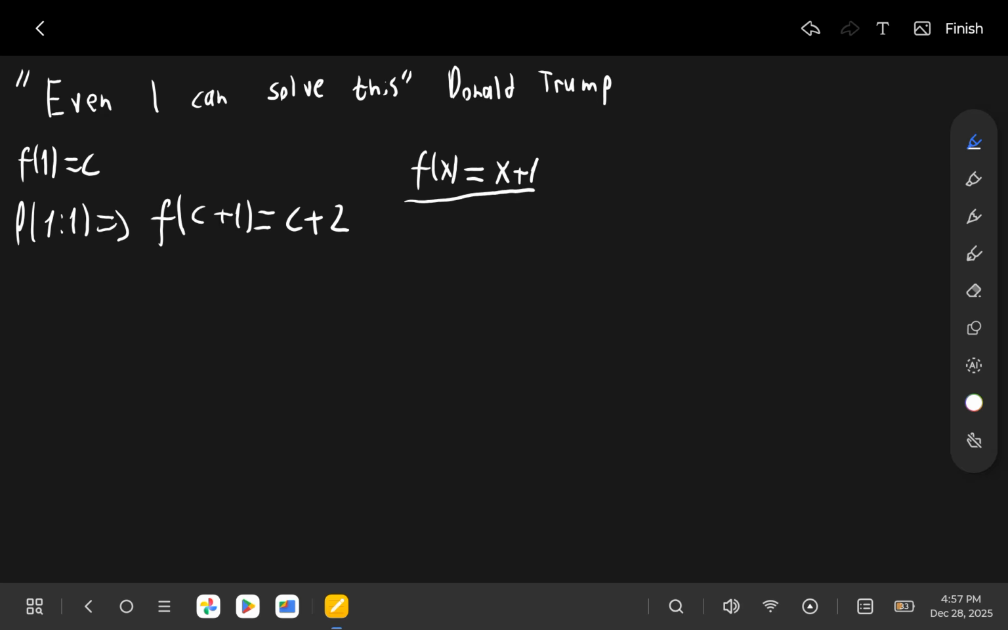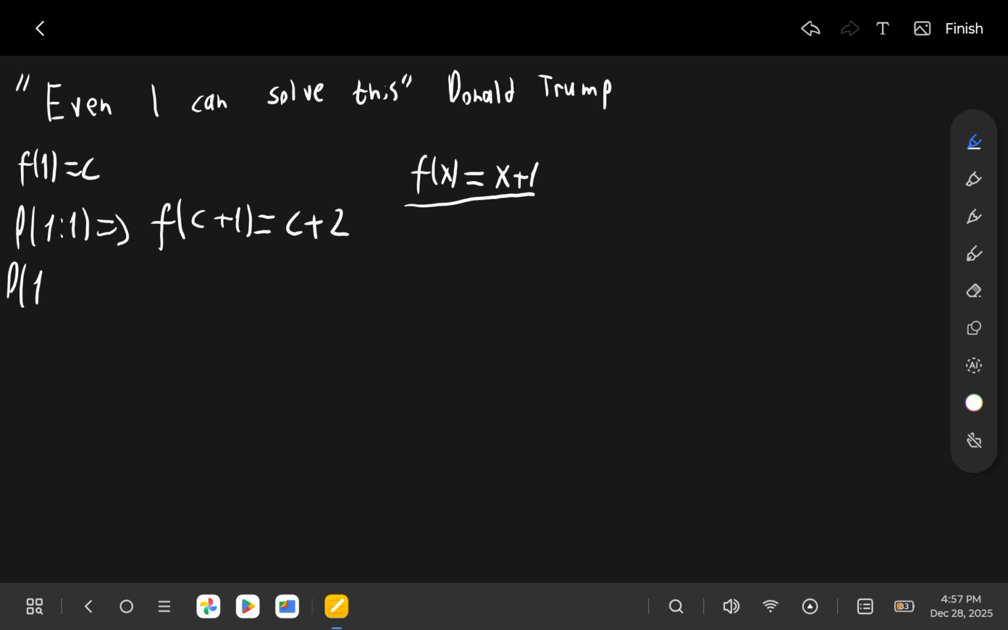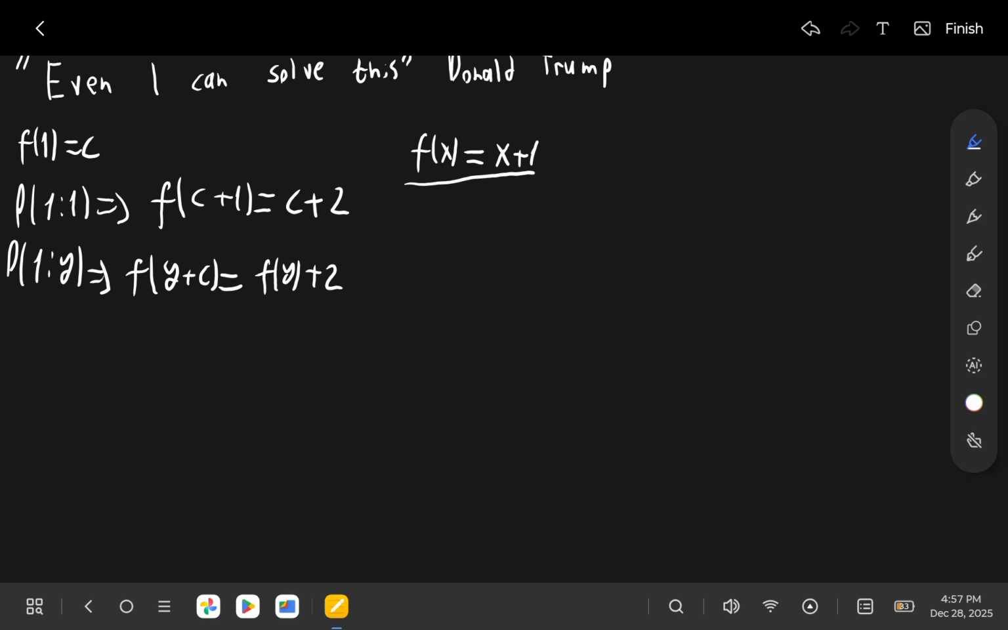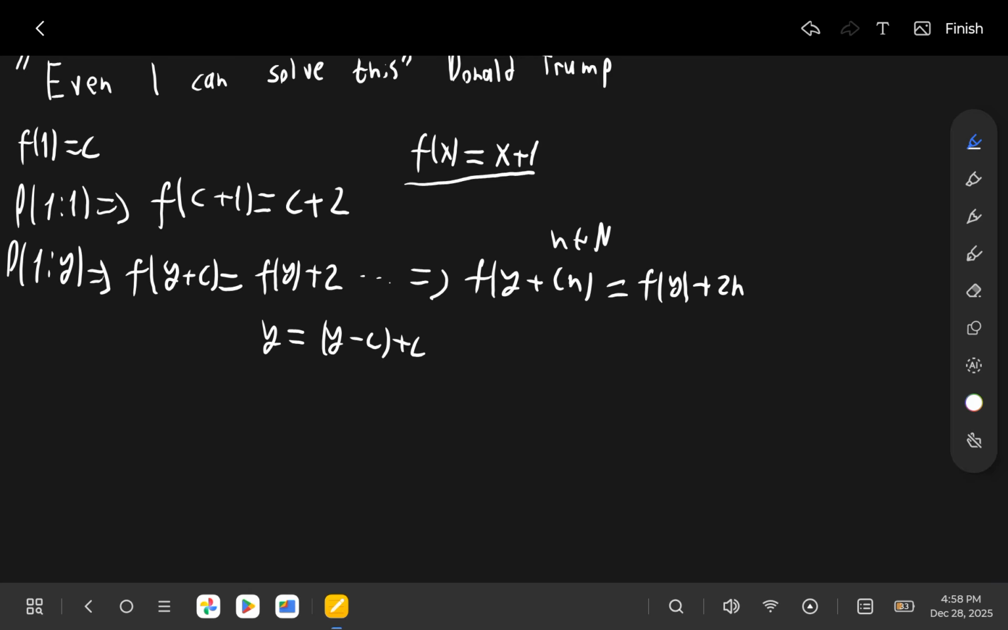Now we will put x equal to 1 and we get f(y + c) equals f(y) + 2. And if we keep doing this, so imagine that y equals y minus c plus c, we get that f(y + c times n) for some natural number n equals f(y) + 2n.